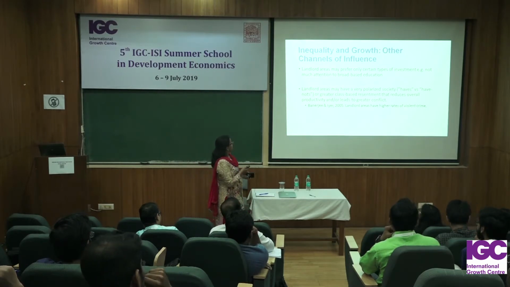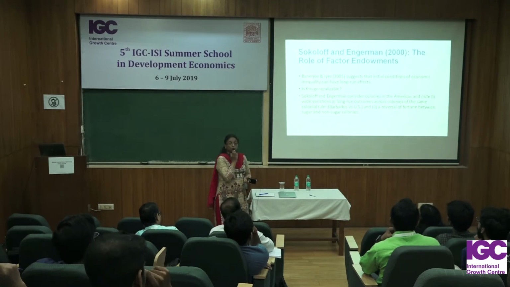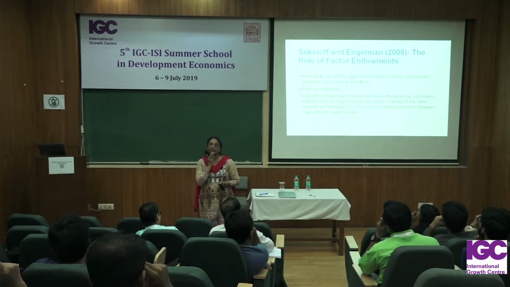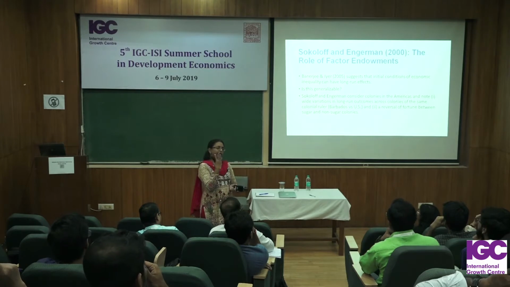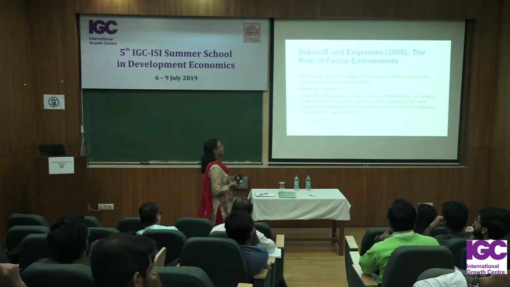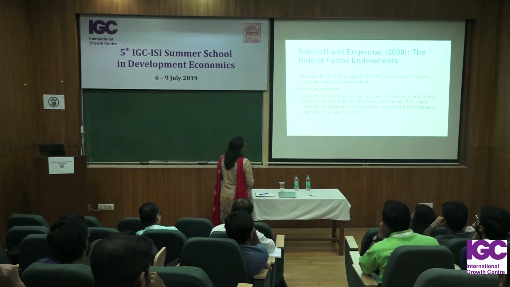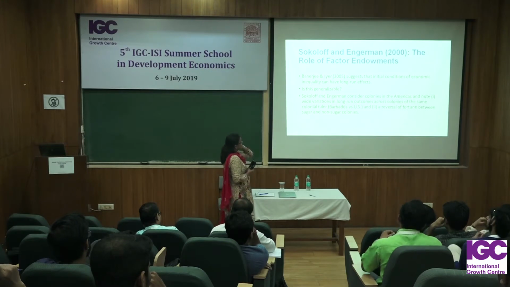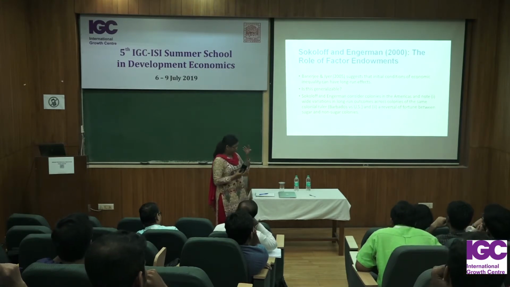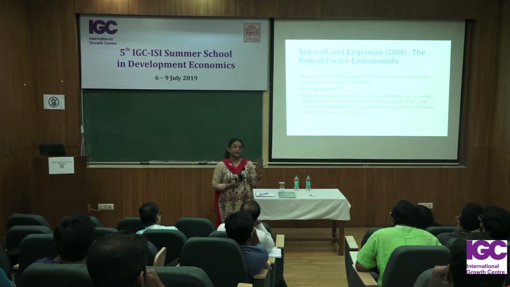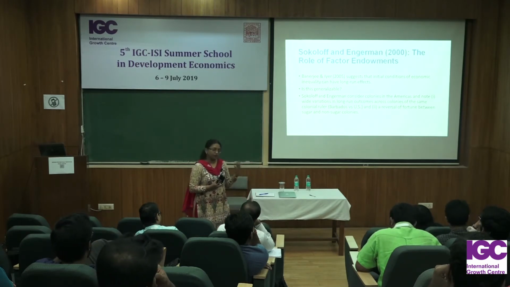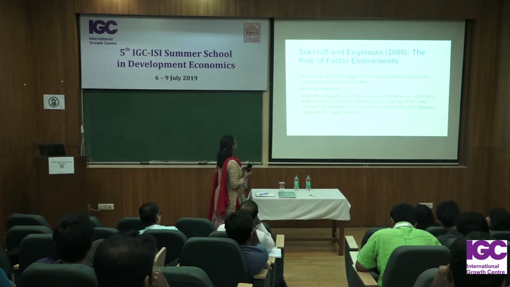So what I want to do is show you two potential generalizations which can help to shed light on why these things matter in the long run. Our paper suggests that initial conditions of economic inequality can have these long-run effects. Is this generalizable, and in what direction? Do they all go in the same direction?